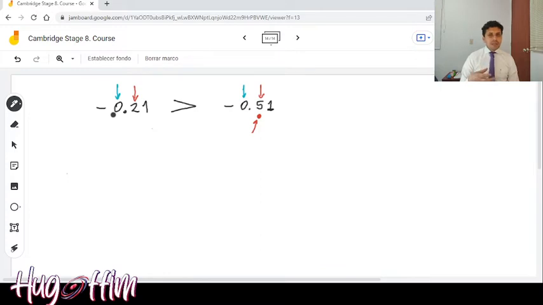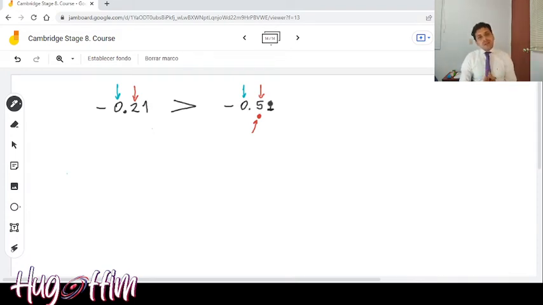And remember that when a number is negative, the closer it is to 0, the greater the number is. So in this case, negative 0.21 is going to be greater than negative 0.51. This is the easiest way to compare two decimal numbers, and always go from the highest decimal place value to the lowest decimal place value.